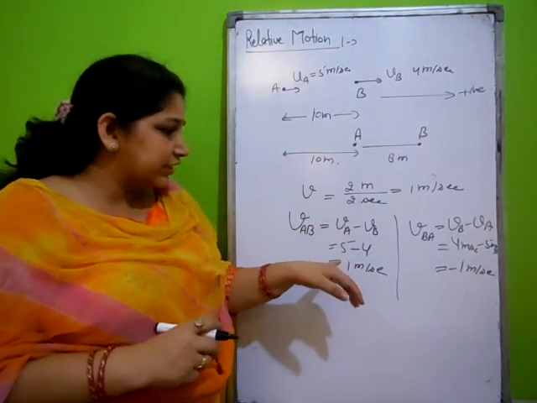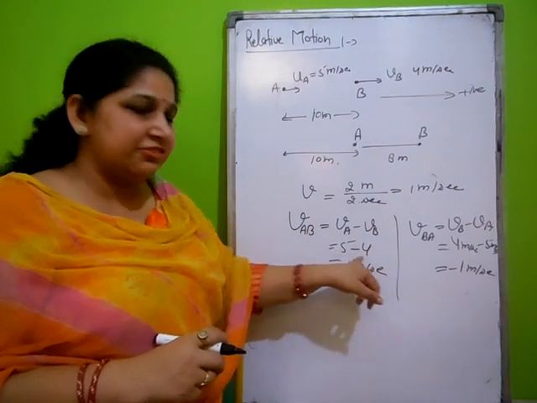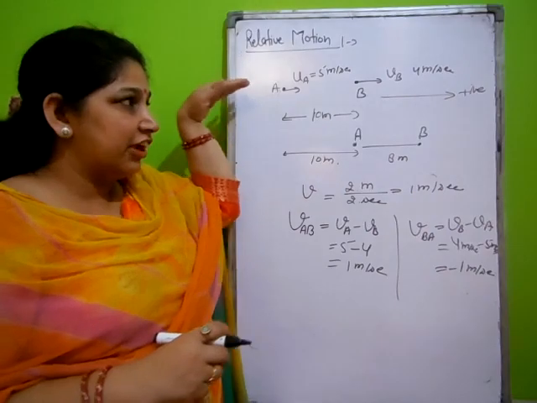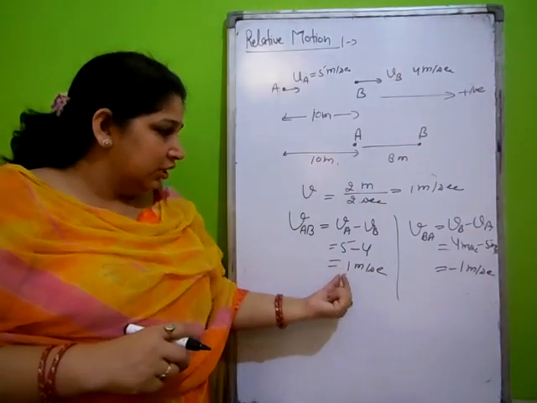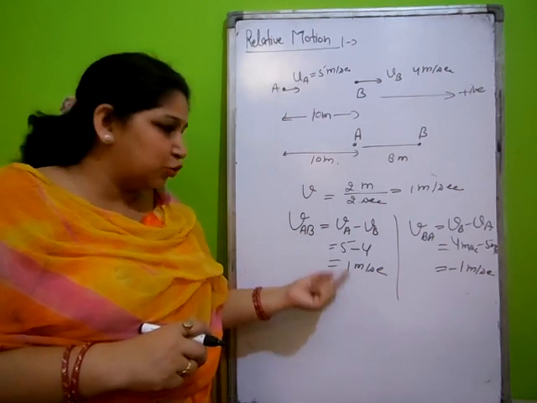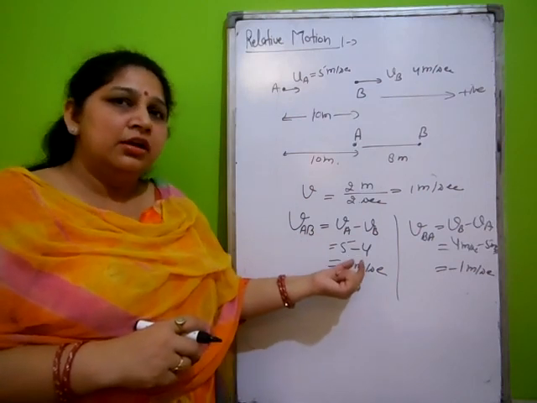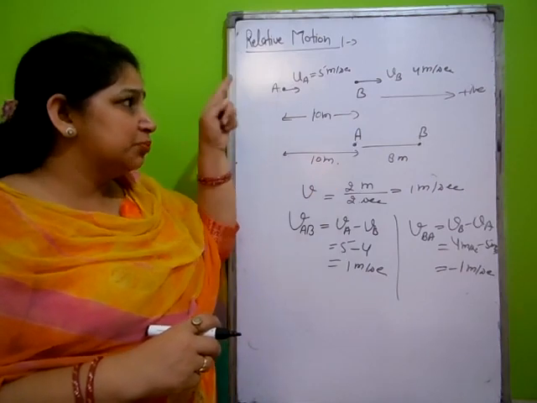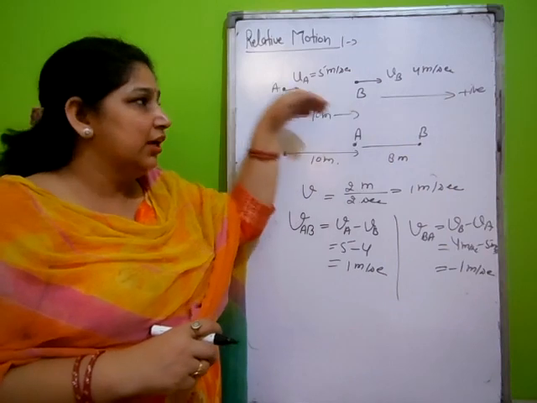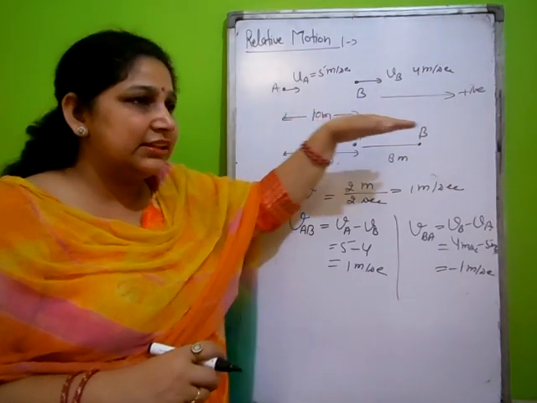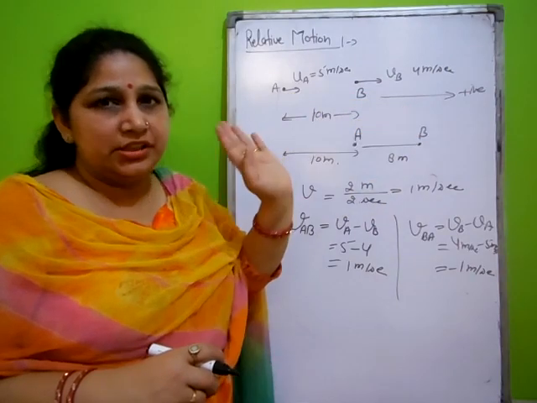Here we have also considered velocity of A and velocity of B with the positive sign. Means we have considered this direction as positive direction and the velocity of A with respect to B we have plus 1 meter per second. It means A is moving towards the B. Relative velocity A with respect to B is 1 meter per second in this direction, as we have considered this direction as positive direction.